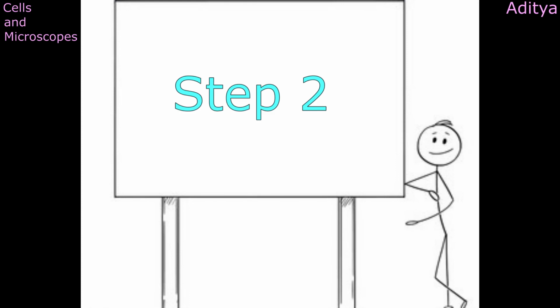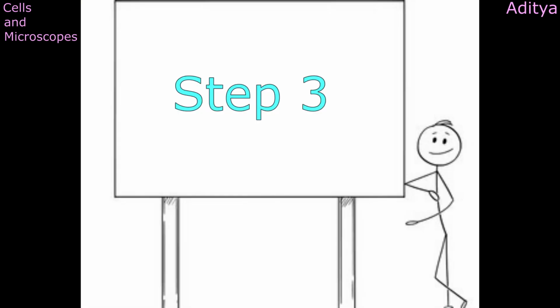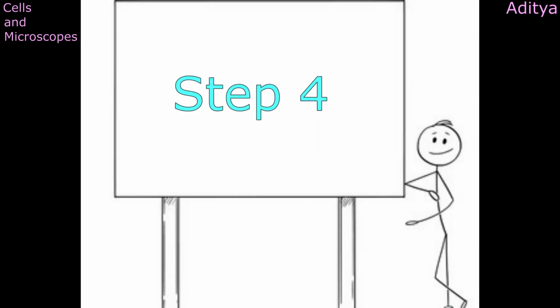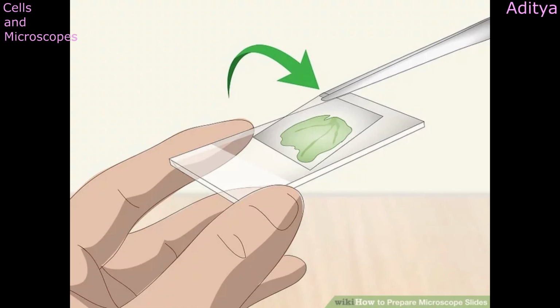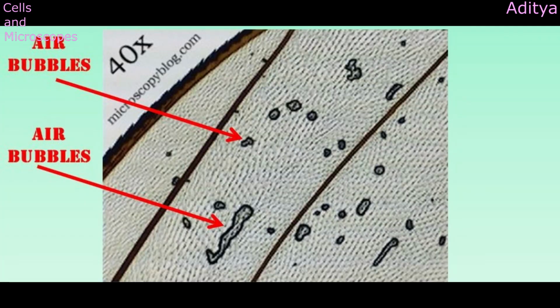Step 2. Use some forceps to peel off the inside layer of a piece of onion, for example. Step 3. Place your onion skin into the drop of water on your slide. Step 4. Use some forceps to lower a cover slip, which is a thin glass object, to cover your specimen. If you do this carefully and slowly, you will not get any air bubbles trapped underneath the cover slip.